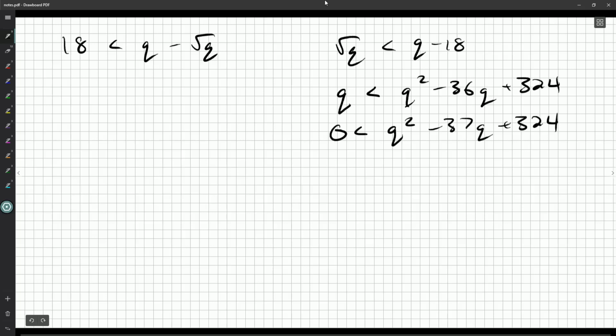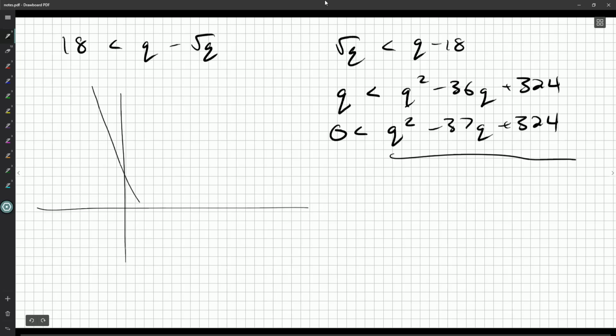And so q has to satisfy a parabola. So I've got a parabola over here. So this bit is a parabola. It'll have some roots, I assume. And so q needs to be anything where we're positive, where this parabola is strictly above the x-axis.